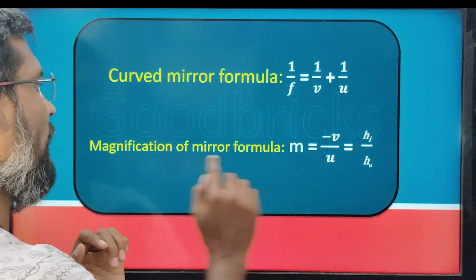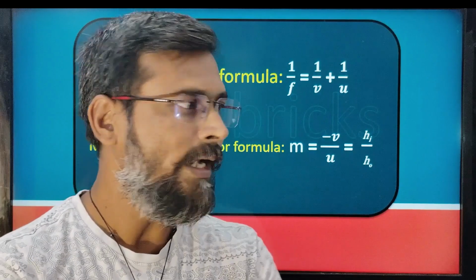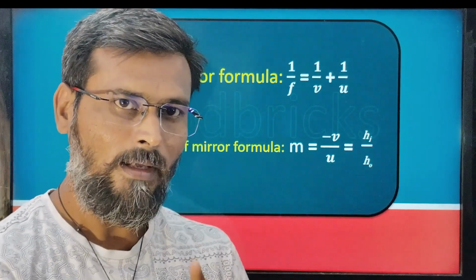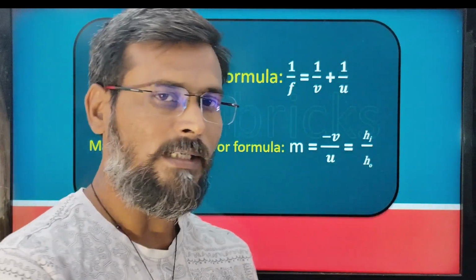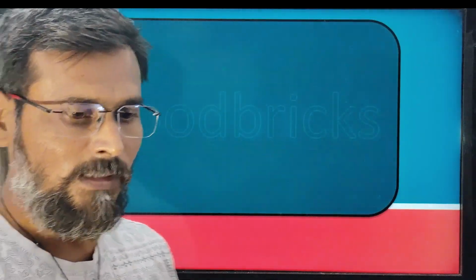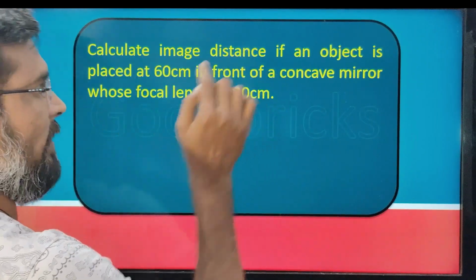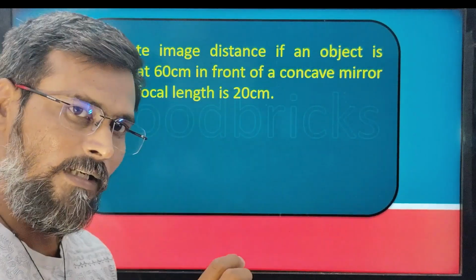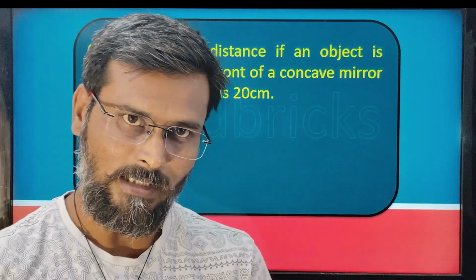Next, the magnification of mirror formula: m is equal to minus v by u is equal to hi by h0. Here hi stands for height of the image, h0 stands for height of the object. So now, based on these two formulas, let us solve some problems. The first problem: calculate image distance, if an object is placed at 60 centimeters in front of a concave mirror whose focal length is 20 centimeters.